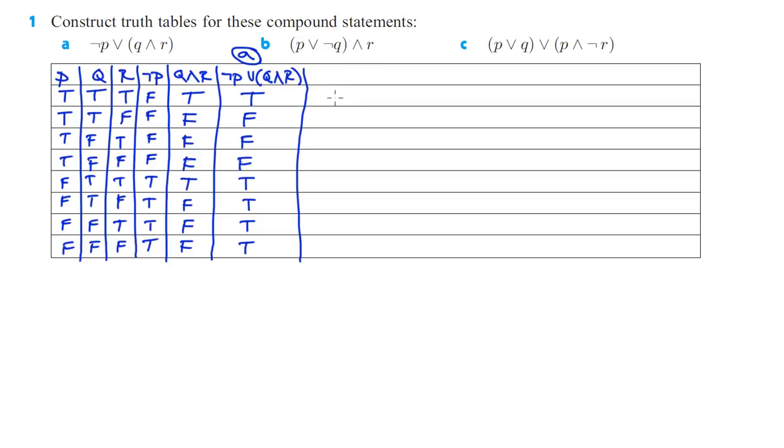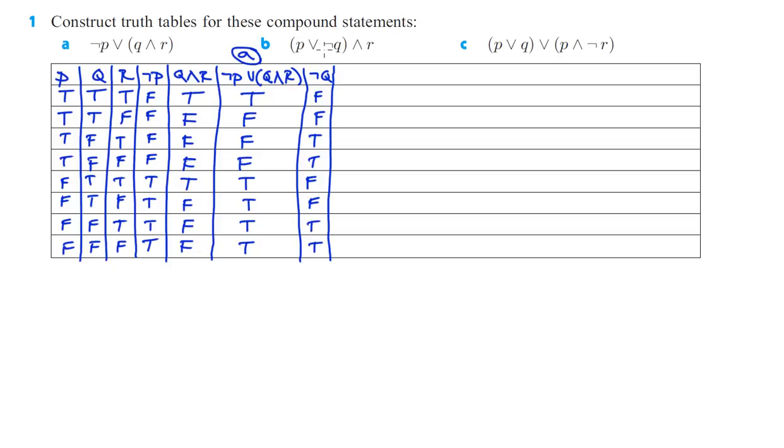Okay. B, we need to have P or not Q and R. So let's see. The first thing we want to do is P or not Q. We don't have not Q, so let's make that one first. Let's do not Q. So Q is here, so instead of true, true, false, false, it's going to be false, false, true, true, false, false, true, true, the exact opposite of Q.